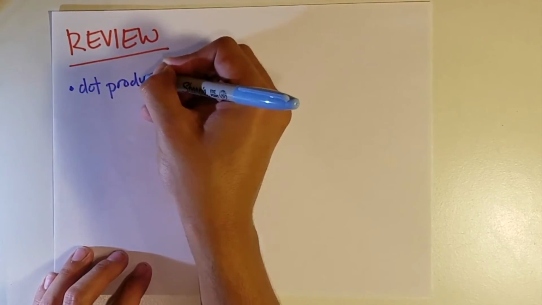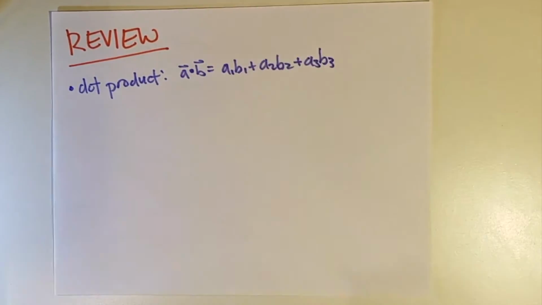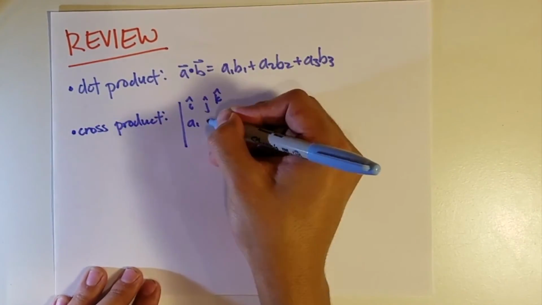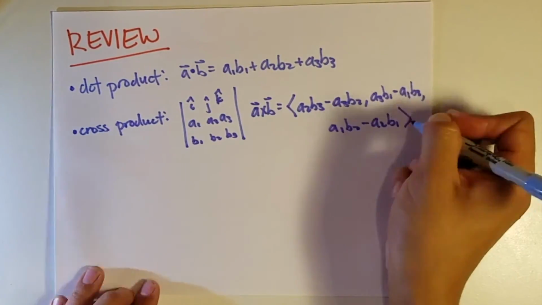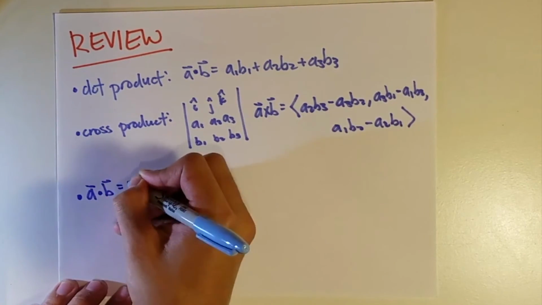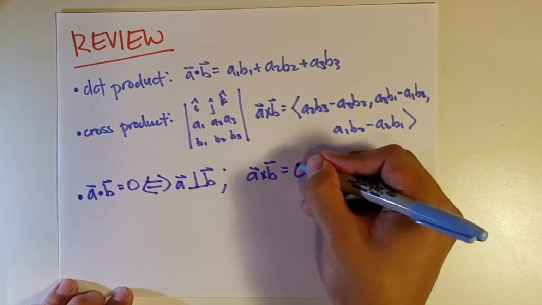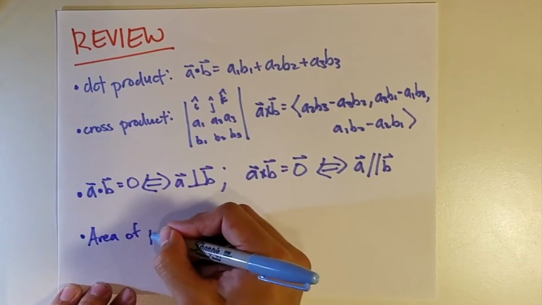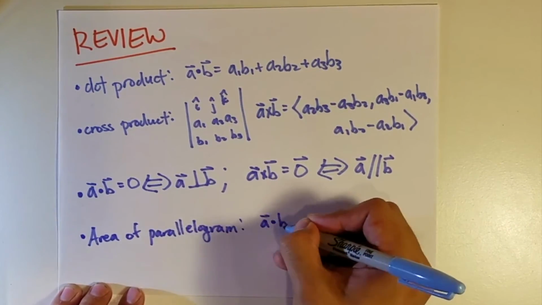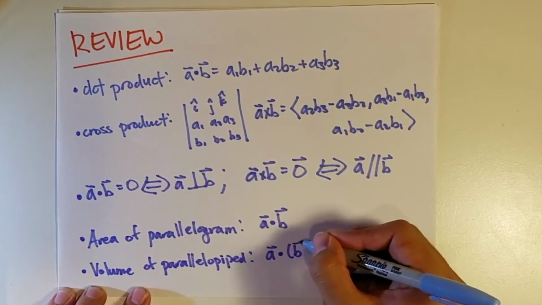Now let's review. We can find the dot product by doing a1 b1 plus a2 b2 plus a3 b3. We can find the cross product by constructing this matrix and finding its determinant. A dot b equals 0 if and only if a is perpendicular to b, and a cross b equals the 0 vector if and only if a is parallel to b. We can find the area of a parallelogram by dotting 2 of its sides. And we can find the volume of a parallelepiped by doing a dot b cross c of its sides.